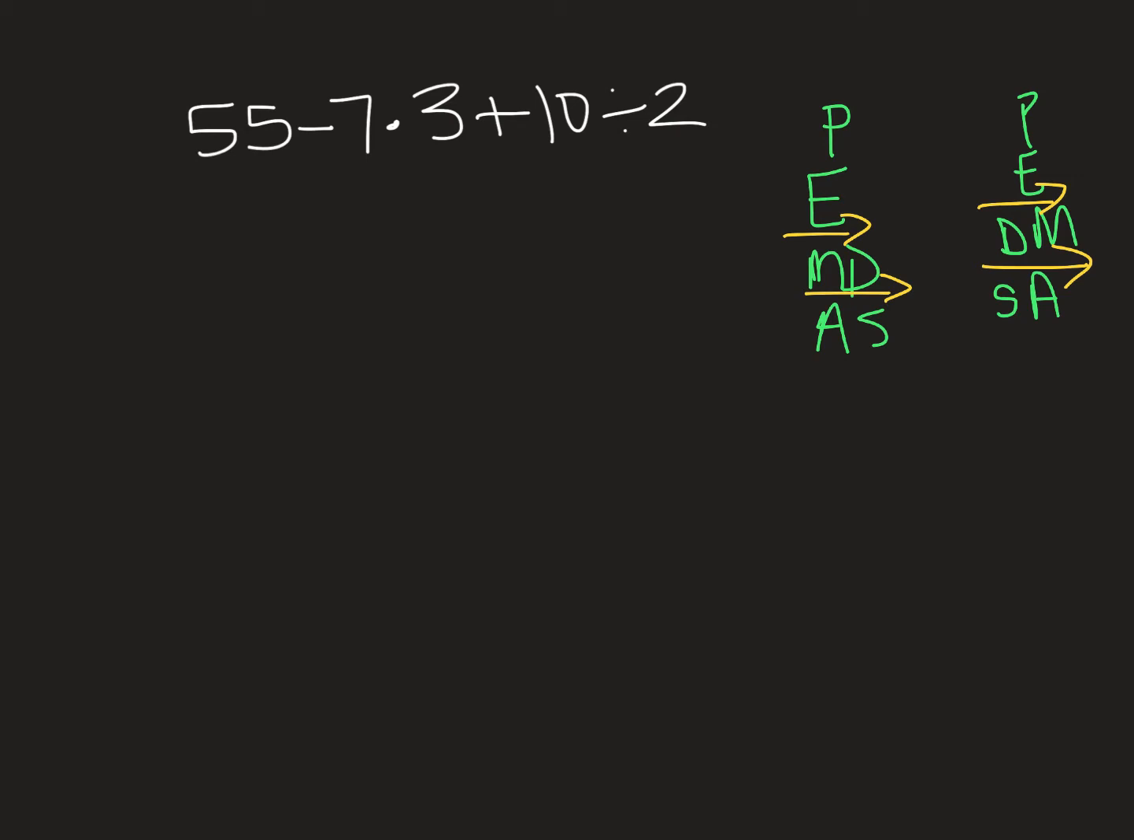First thing I'm going to do is look for parentheses. Do I have any parentheses? No. Remember, parentheses look like this, and I do not have any of those. So I'm going to go ahead and cross out my P because I don't have any. Now, let's look for exponents. Remember, exponents would be a number with a little number on top, and I don't have any of those, so I don't need to worry about it. I can cross that out.